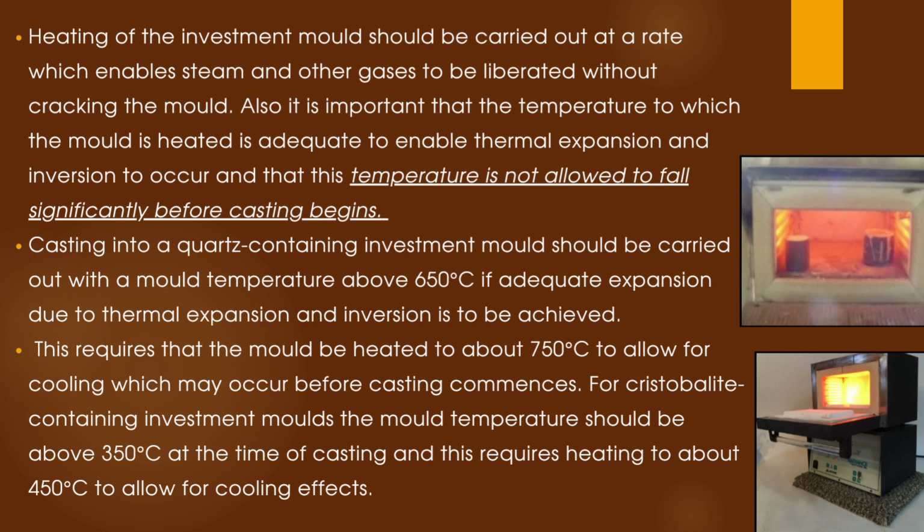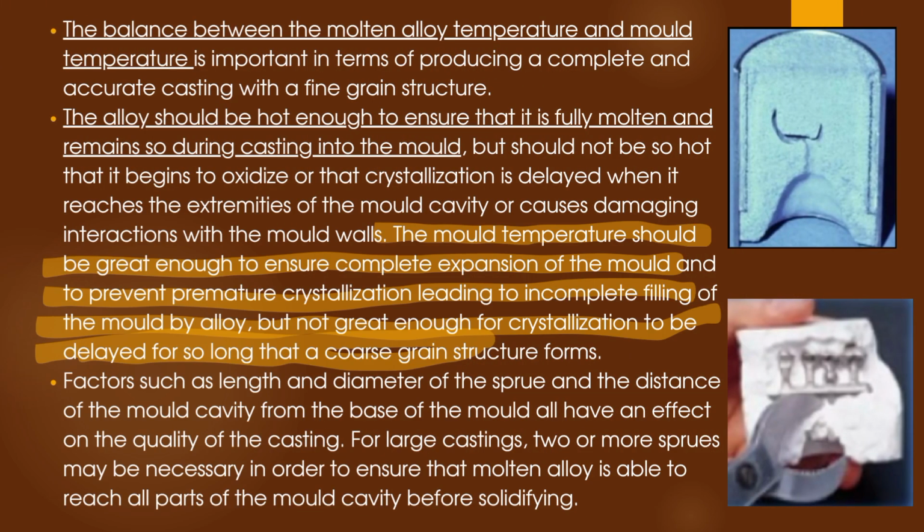For cristobalite-containing investment molds, the mold temperature should be above 350 degrees Celsius at the time of casting, and this requires heating to about 450 degrees Celsius to allow for cooling effects. The balance between the molten alloy temperature and mold temperature is important in terms of producing a complete and accurate casting with a fine-grained structure.